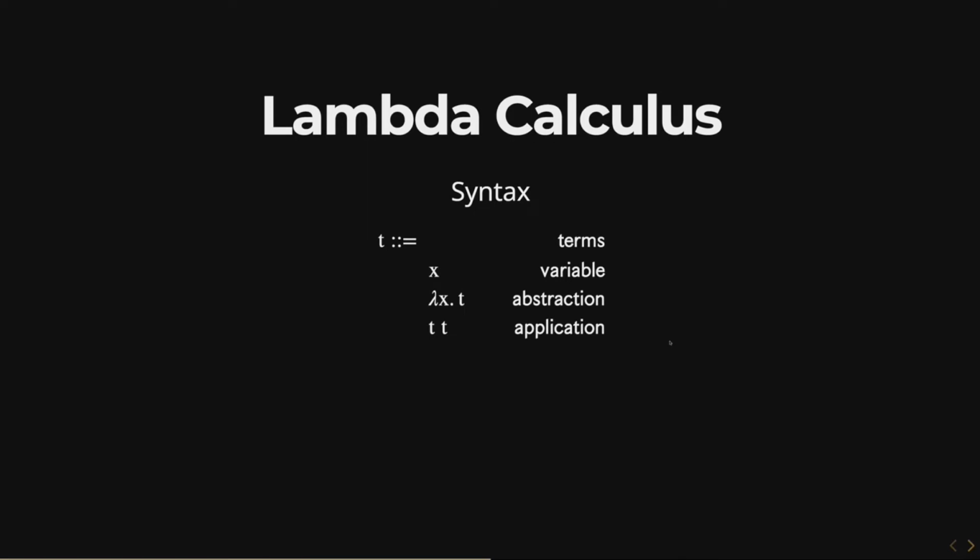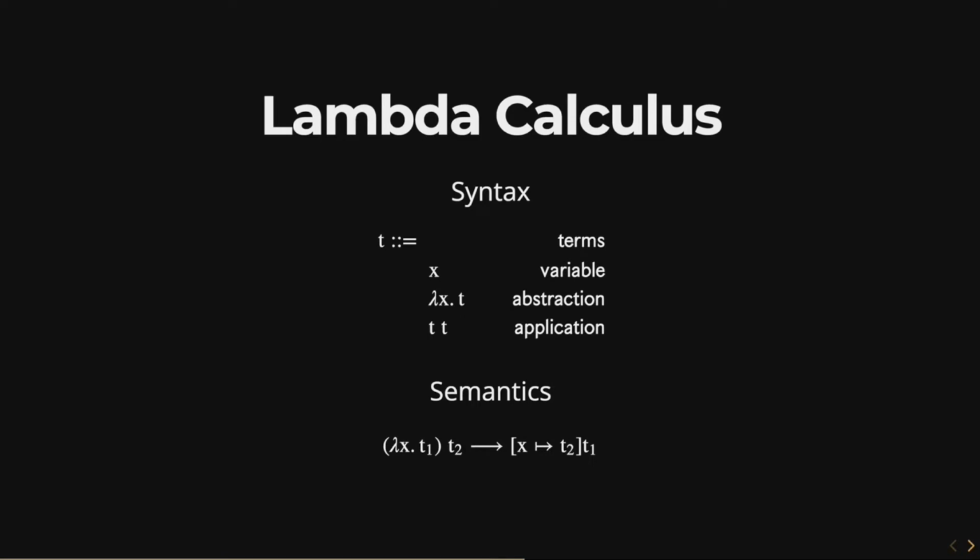Well, the syntax is very simple. There are only three constructs, right? A term is either a variable or an abstraction. It's lambda x, where x is a variable, dot, and then another term, right? This would be, let's say, the body of your function. So this is like an anonymous function, or then application, in which you apply a term to another term, right? You apply a function.